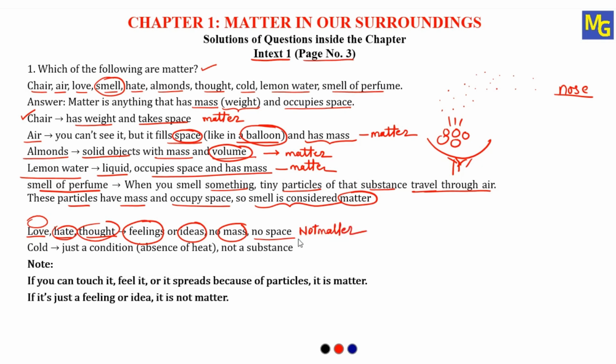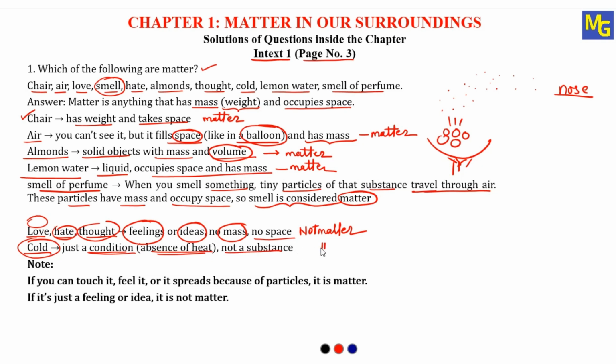Write it, not matter. Then the next one is cold. Cold is just a condition. What is the condition? Absence of heat. If there is no heat, then it will be cold. This is just something we can feel. It is not anything which we can measure, like 2 kg of cold or 3 kg of cold. It is nothing like that. Therefore, it is not a substance and therefore cold is also not a matter.